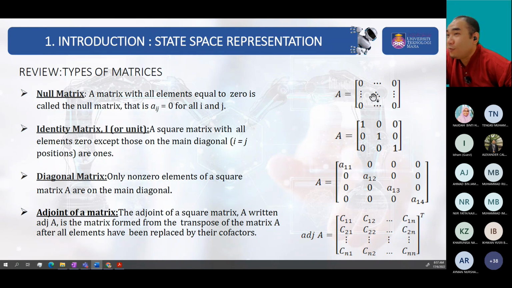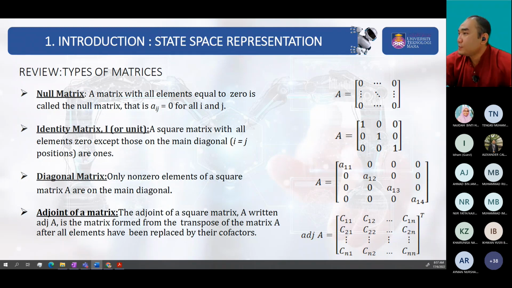You might wonder why we need to use the null matrix. Of course, when we work with a complex system dan sebagainya, we are more interested to get this kind of matrix. Maknanya kita nak off diagonal. Katakan kita ada diagonal matrix, off diagonal kita suka kalau dia punya off diagonal component tu adalah null matrix.